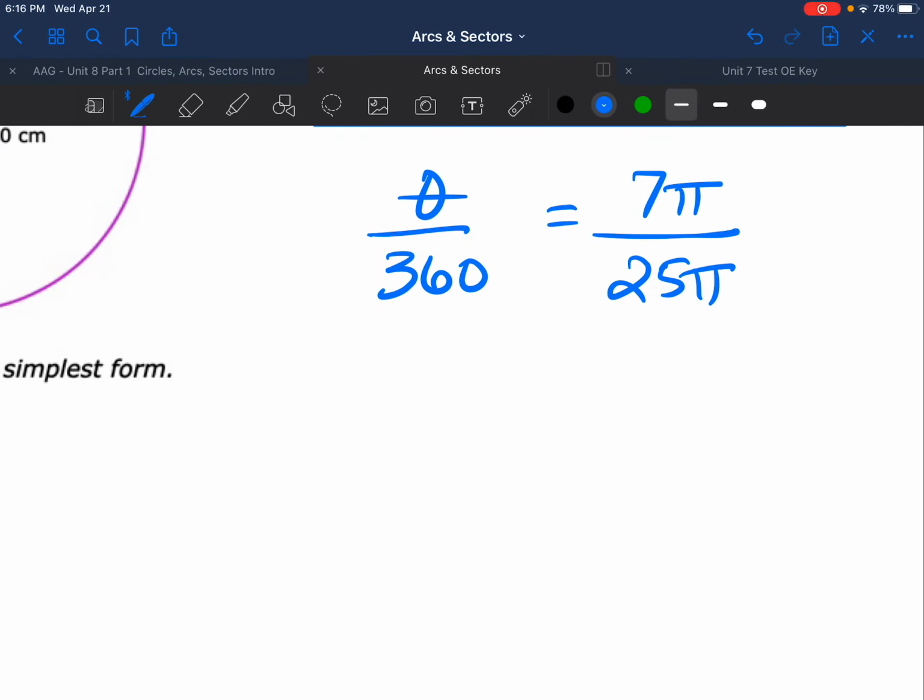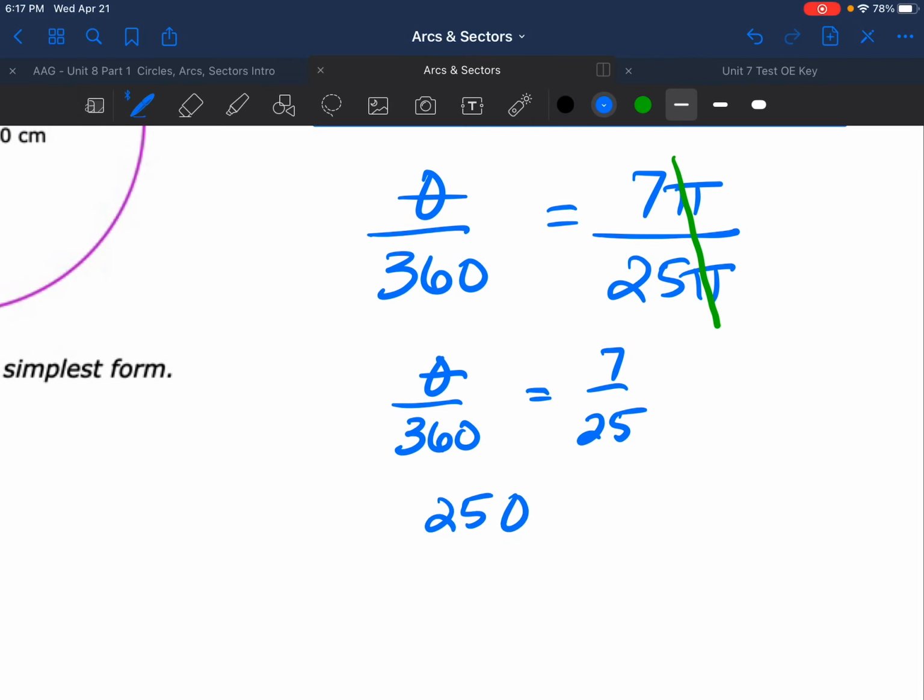Now we're going to cross multiply here. Normally, this would be the spot where I can simplify. Oh, yeah, check it out. We can divide out our pi's, and that'll leave us with theta over 360 equals 7/25. Let's see what happens here. I'm going to have 25 theta equals 7 times 360. We're going to have to simplify that in a second, but that gives me 25 theta equals 2,520. We're going to divide by 25, and it's going to leave us with this fraction.